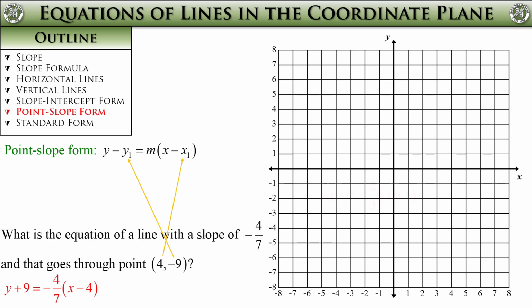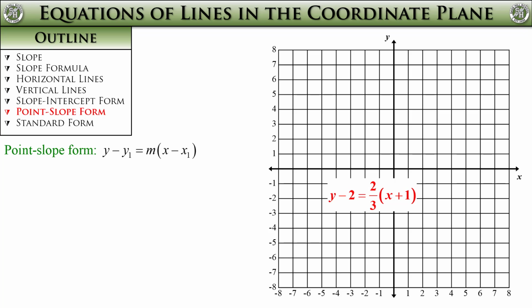How about if we had to graph it? Here is another point-slope form equation. y minus 2 equals 2/3 times the quantity of x plus 1. Just like y equals mx plus b gives you 2 immediate pieces of information, this equation in point-slope form also gives us 2 pieces of information.